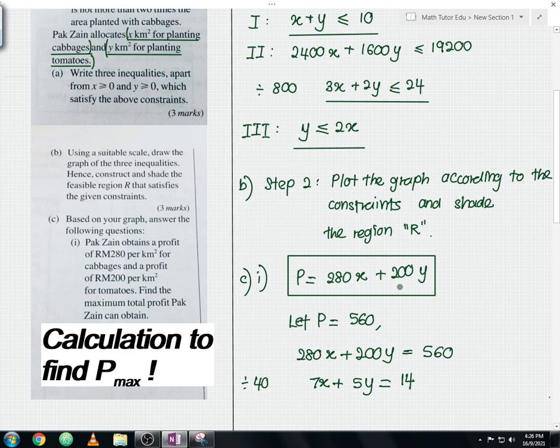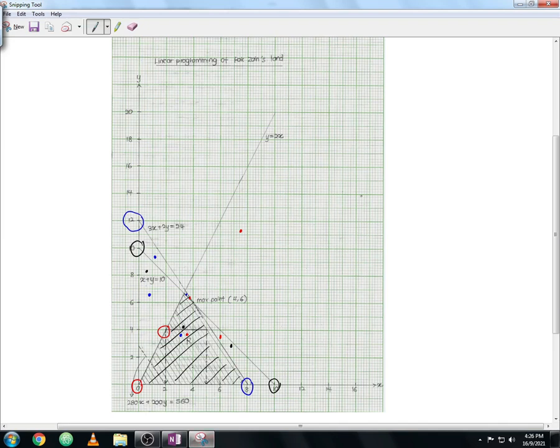Let me open the graph paper now. This is the equation, where in this case 7x plus 5y equals 14, also known as 280x plus 200y equals 560. From here, this is your y-intercept.